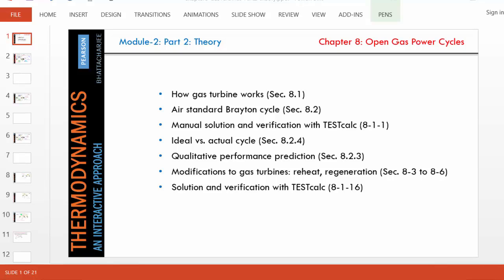Welcome to part 2 of gas turbine. In the previous module, we covered how a gas turbine works, the air standard Brayton cycle, and the manual solution up to here. And in this module, we are going to go over ideal versus actual cycle, qualitative performance prediction, a very important part, and various modifications to gas turbine. And finally, in the solution module, we will solve another problem with verification by test calc.